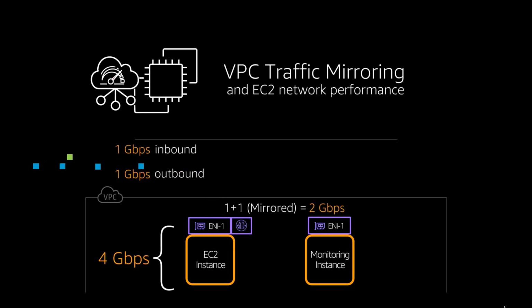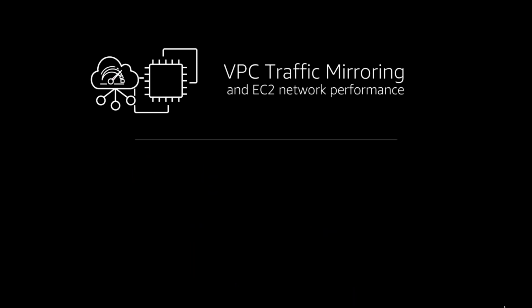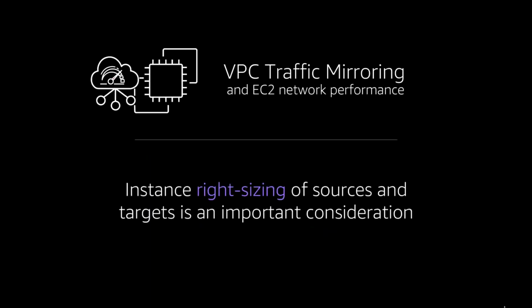If an instance is important to you and it's running hot, then you might want to consider up-leveling the family of that instance so that you have enough capacity and enough bandwidth available on your source. Similarly, on the monitoring instance side, you need to be aware that you're not overloading your target by sending mirror traffic beyond the capacity of the monitoring instance. So this is an important thing that you need to consider before using traffic mirroring. As I mentioned, right sizing your source and target is a very important consideration when you're using this feature.